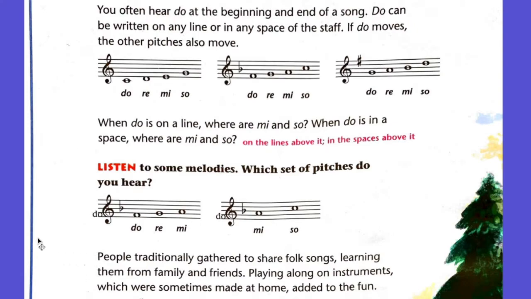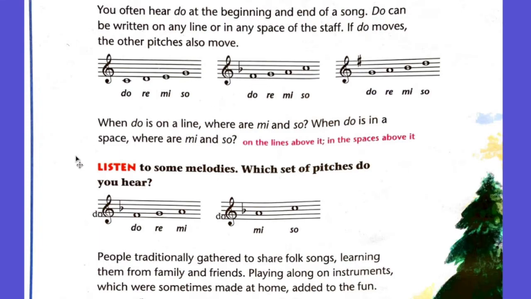You often hear do at the beginning and end of a song. Do can be written on any line or any space of the staff. If do moves, the other pitches also move. So when we did our song, and we had do down here, the next note up would be re, then mi, and then so. But when we did the song Fed My Horse, it moved all the notes up with it because do can move.